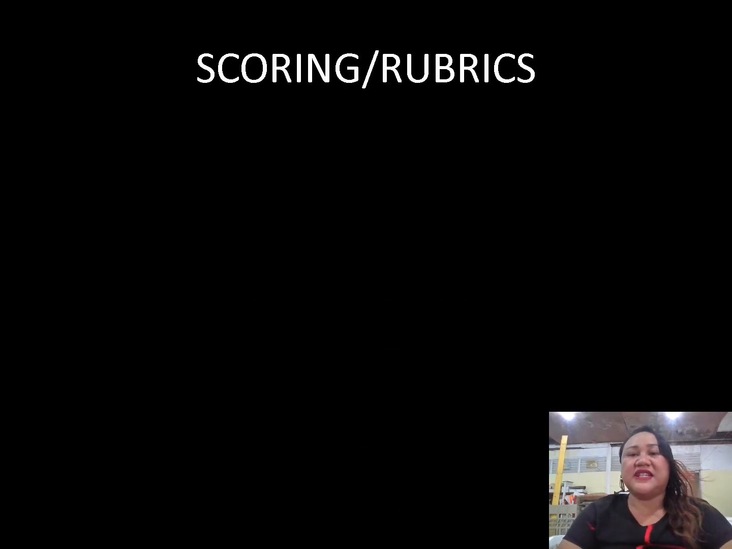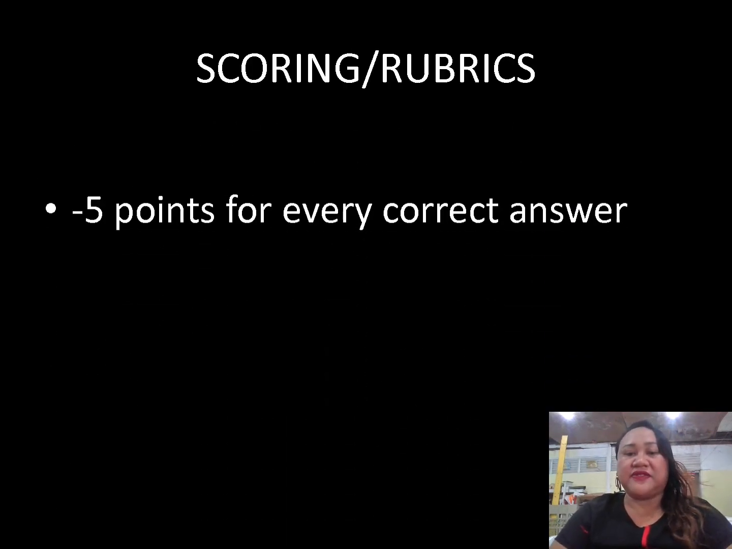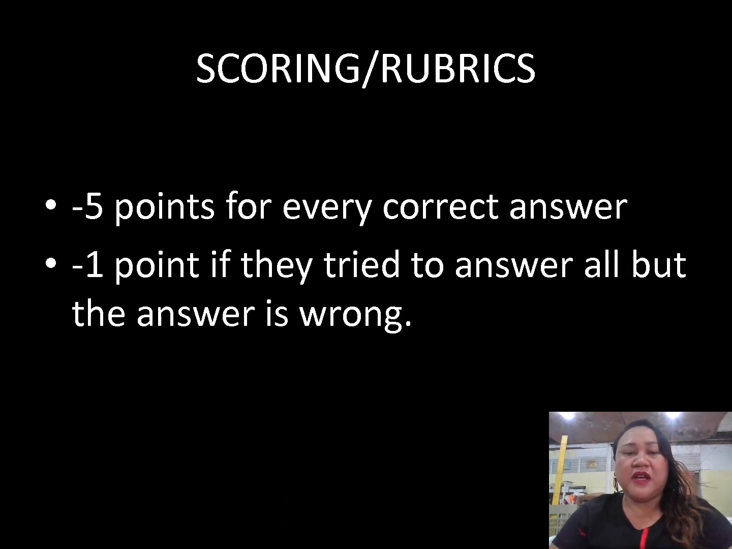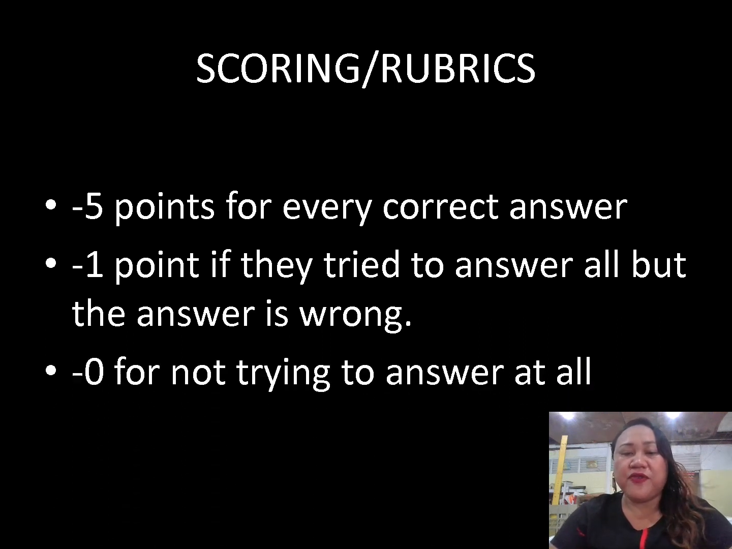Good job. Okay, so these are the scoring and the rubrics of the test. 5 points for every correct answer. 1 point if you try to answer all, but the answer is wrong. And 0 for not trying at all. Good luck, and I know you can do it.